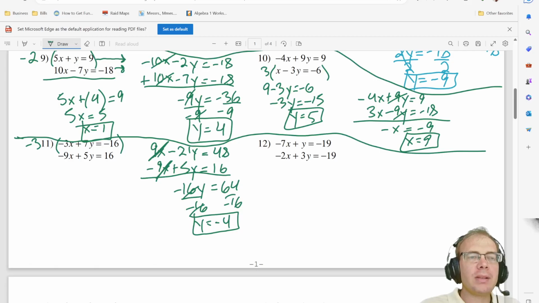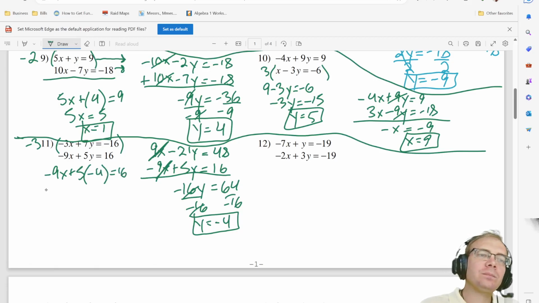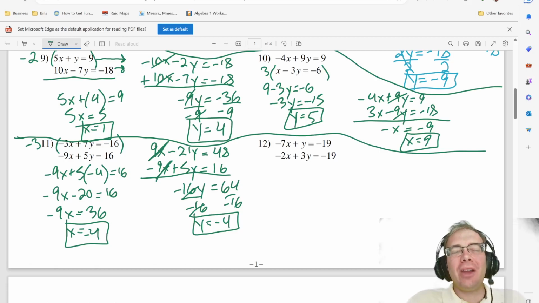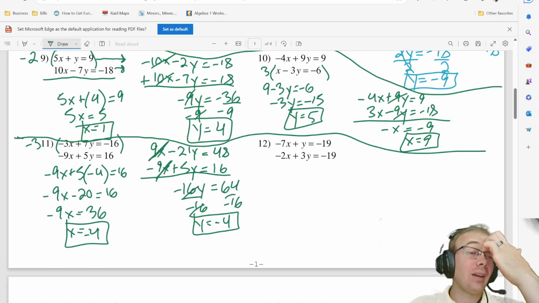They both have big numbers. I don't know. Let's do the bottom one since it's already right there. -9x plus 5, y is -4, equal to 16. -9x minus 20. Okay, add 20 to both sides. That's going to be 36. X is -4. All right, I do think that was a 7 because so far all of the answers have been integers. So if that wasn't a 7, I would have probably gotten some weird fractions or something going on. So I'm pretty sure that was a 7, but let me know if it wasn't.